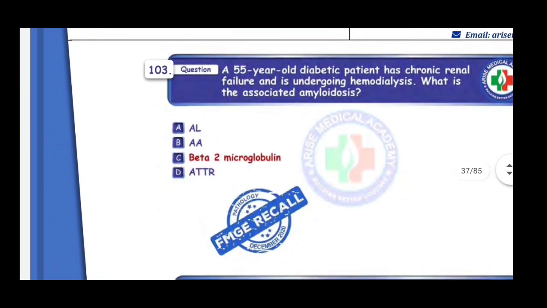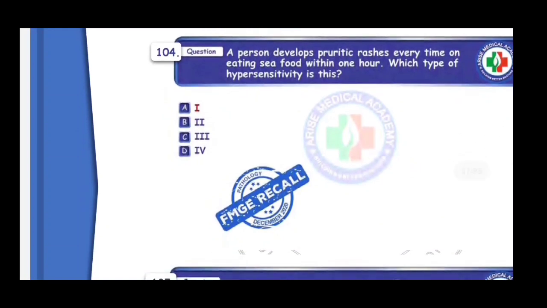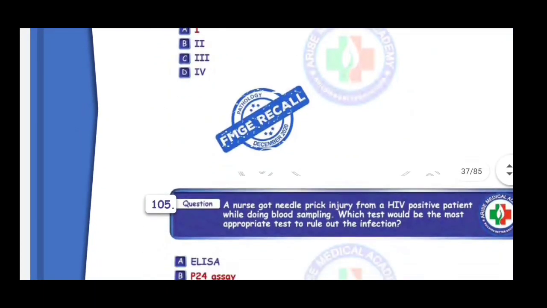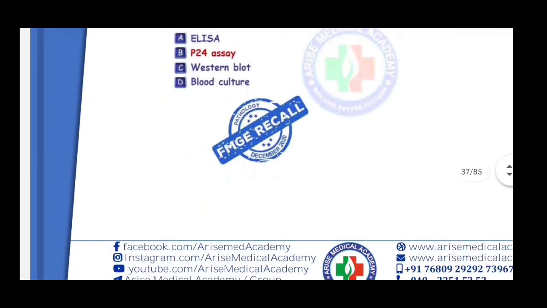A 55-year-old diabetic patient had chronic renal failure and is undergoing hemodialysis. What is the associated amyloidosis? Beta-2 microglobulin. Next one, a person developed pruritic rashes every time on eating seafood within 1 hour. Which type of hypersensitivity is this? First type of hypersensitivity. A nurse got needle prick injury from an HIV positive patient while doing blood sampling. Which test would be the most appropriate test to rule out the infection? P24 assay.